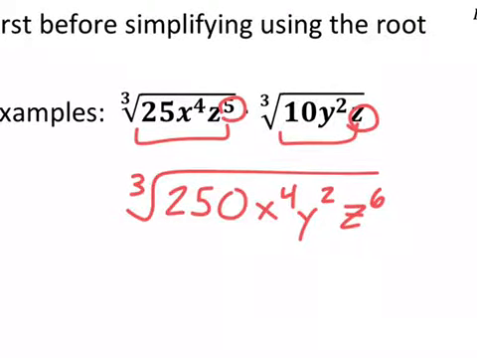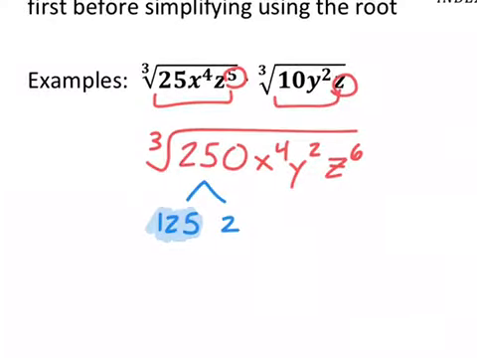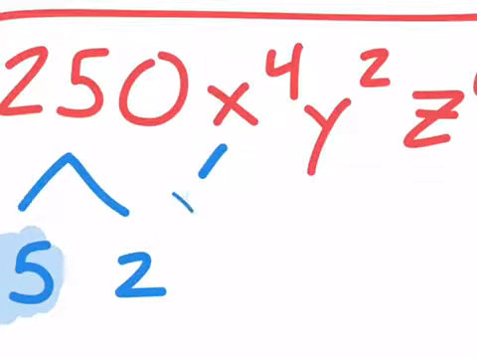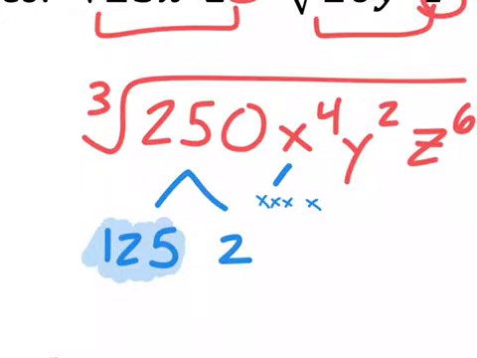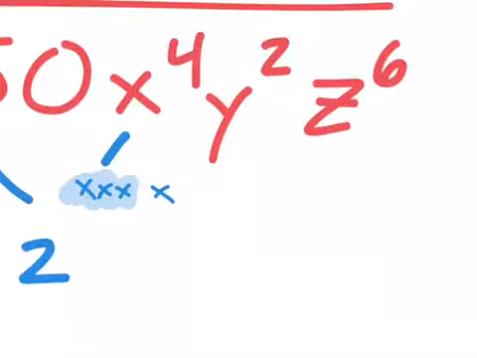Once we combine it, we can simplify it from there by looking for a perfect cube within 250, which would be 125 and 2. So I'll be cube rooting that to get a 5. So I've got my 5 out front. Now let's look at the x's. This x to the fourth could break down into a group of 3 and a group of 1. Then this group of 3 can escape once to match our index of 3, so an x is going to be left over. Y squared can't make it out at all. And then z would be able to form two groups of 3 z's, and those could make it out twice.